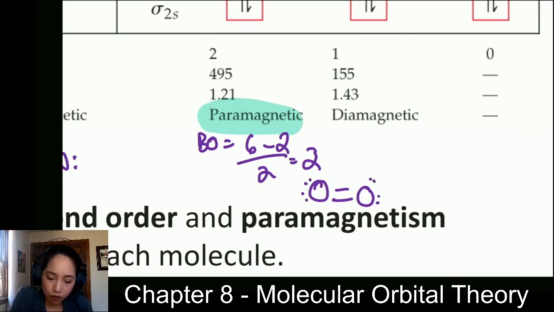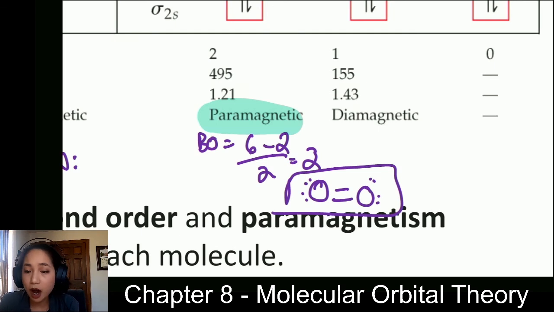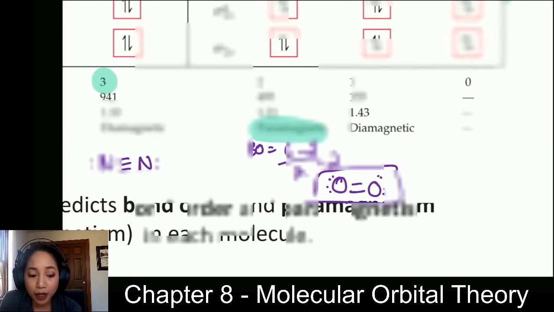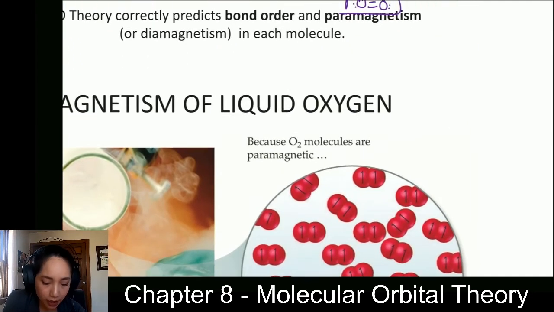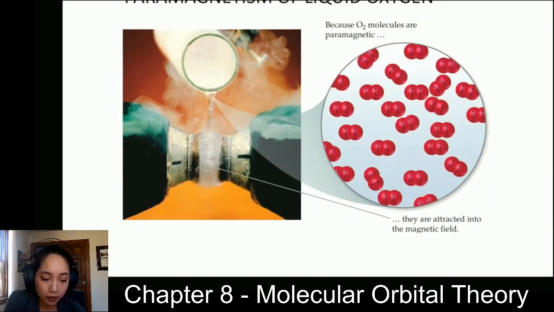This is the Lewis structure for oxygen. There we go. You would have never predicted that diatomic oxygen is paramagnetic from the Lewis structure. But based on its MO diagram, you can say that it's paramagnetic. And I think on the next slide I show the paramagnetism of liquid oxygen.